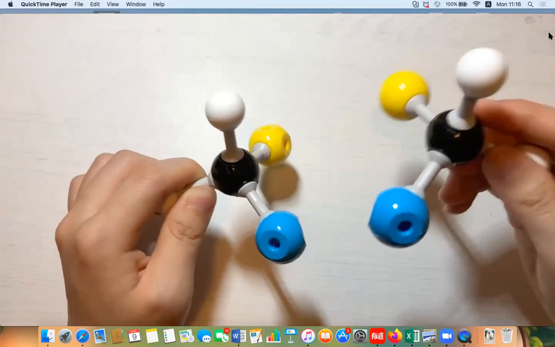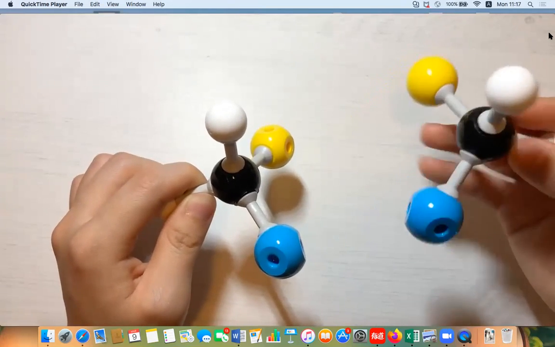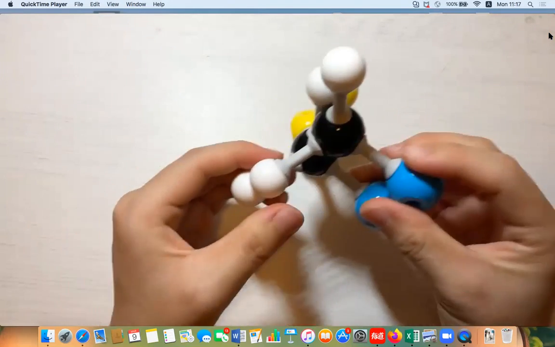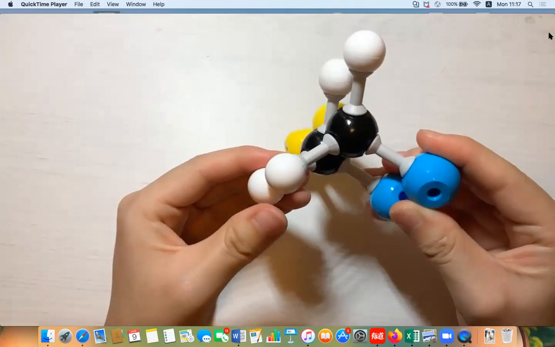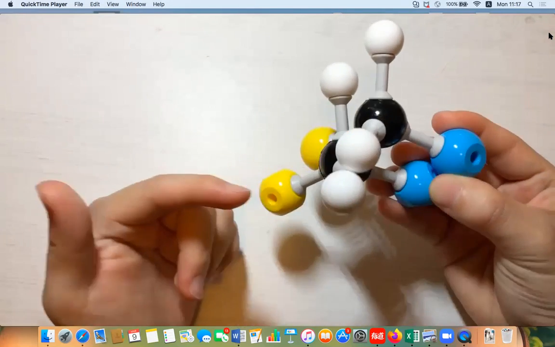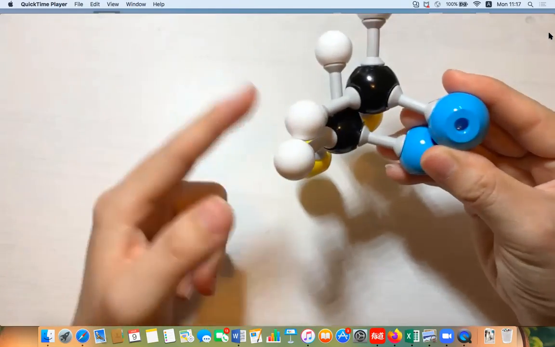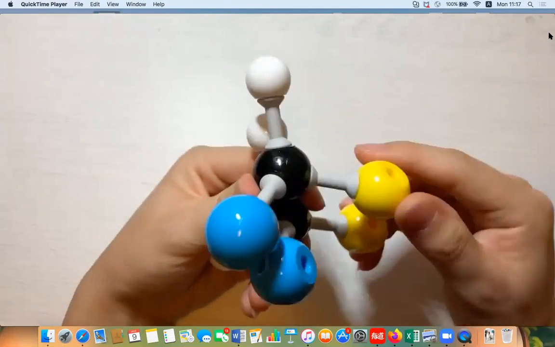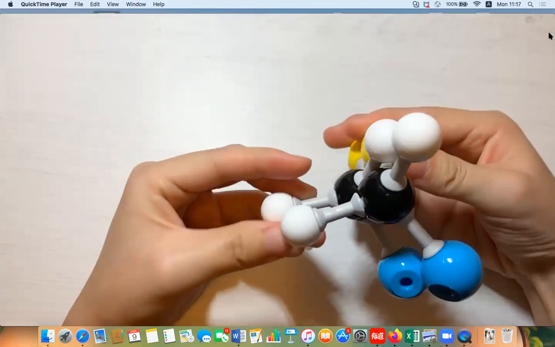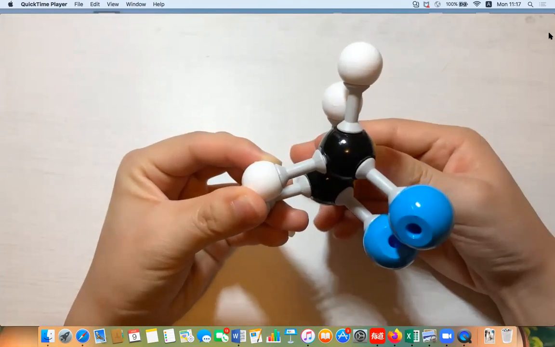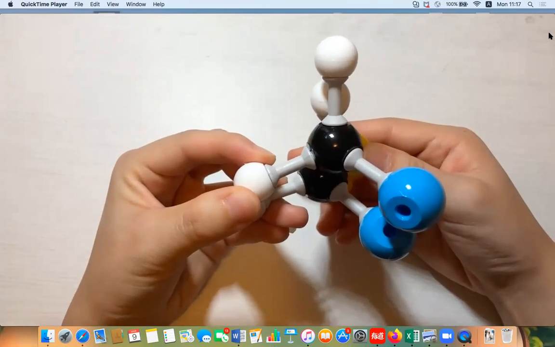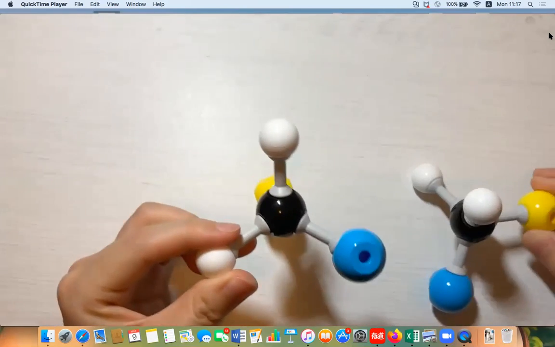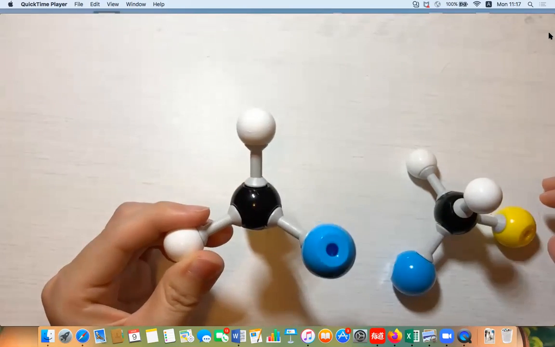Let's try it. If I take this one and rotate it, then put it on top of the original molecule, you can see it can match all the atoms' positions with the original molecule: hydrogen, carbon, the bromine, and also the chlorine. So we say the mirror image is superposable to the original molecule. So the original molecule is said to be achiral.